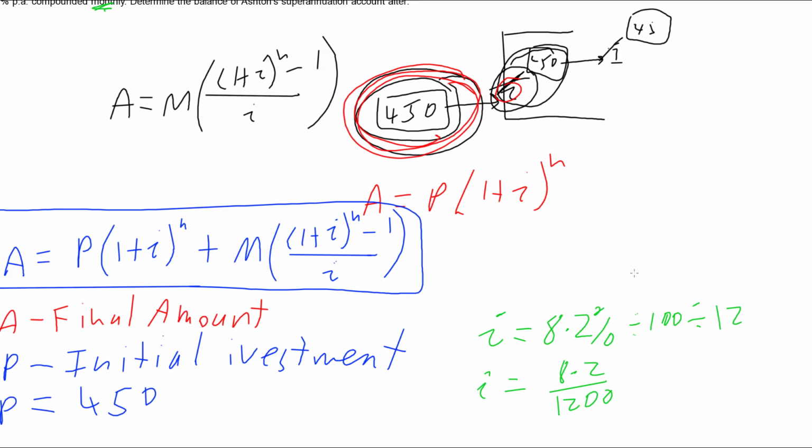M is next, and M is the periodic payment. It's how much is being paid each period, and that is our $450 in this case.